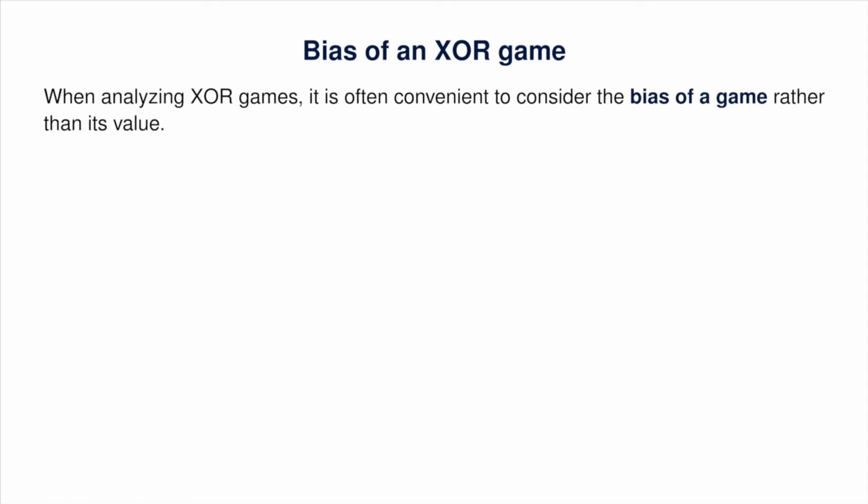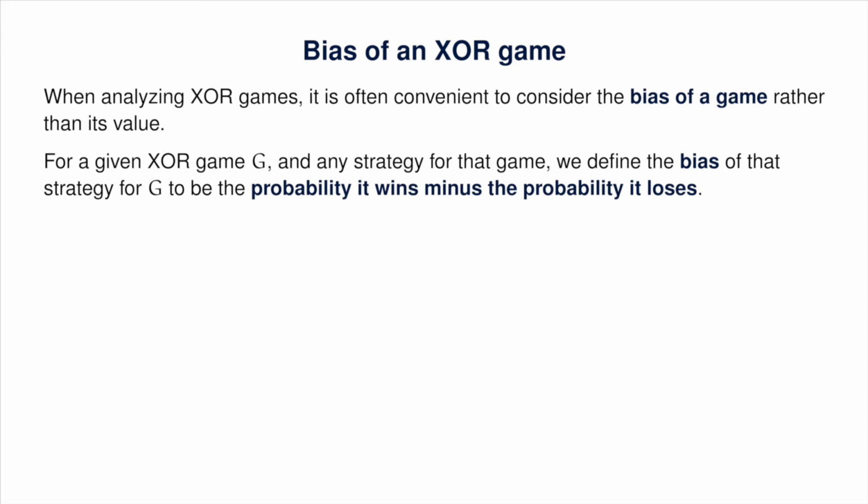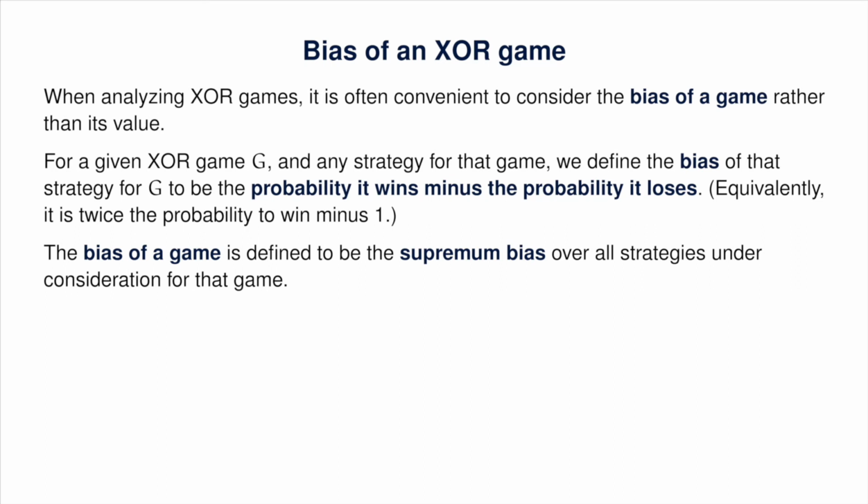When we analyze XOR games, it's often convenient to speak of the bias of an XOR game, or of a strategy for an XOR game, rather than its value. The bias essentially just refers to the probability of winning minus the probability of losing. So, when we speak of the bias of a particular strategy, this is what we mean: the probability that it wins minus the probability that it loses. And when we speak of the bias of an XOR game, we simply mean the maximum or supremum bias over all strategies being considered. It's not too hard to see that the bias of a strategy is nothing more than twice the probability that the strategy wins minus 1.